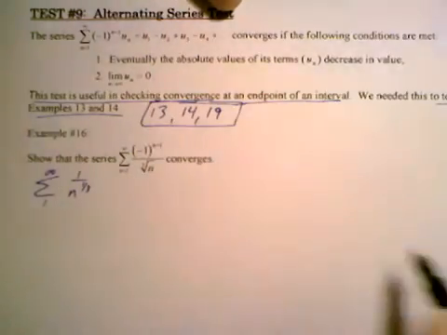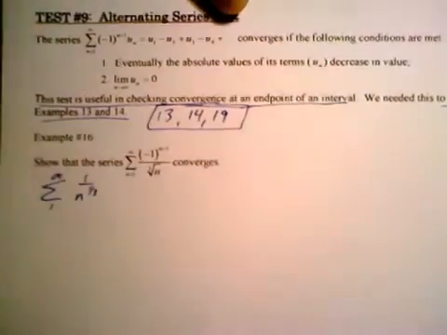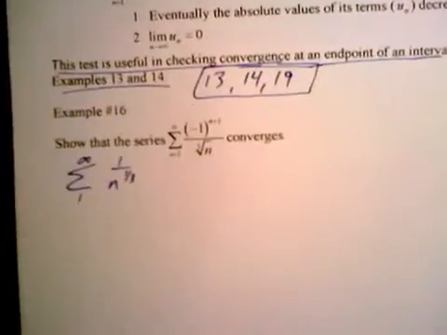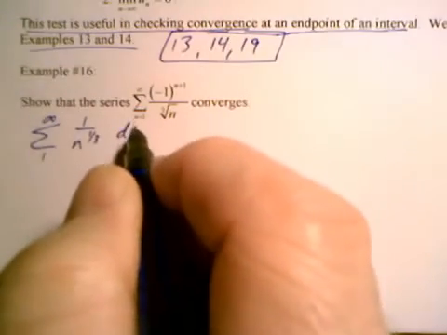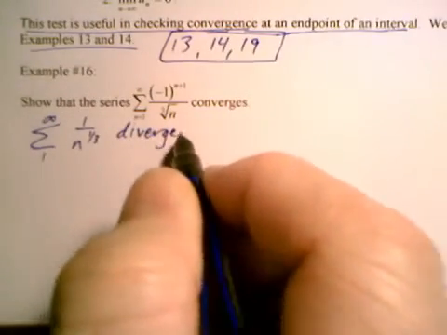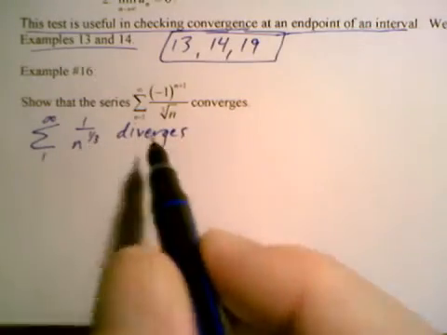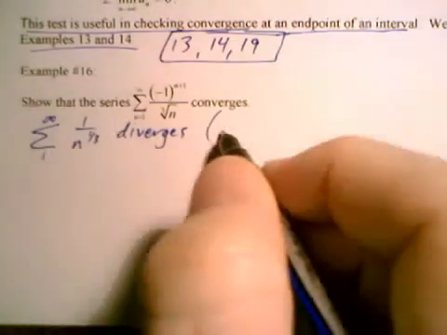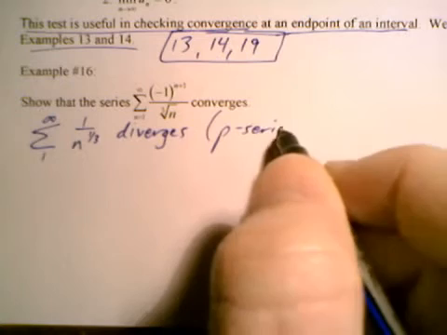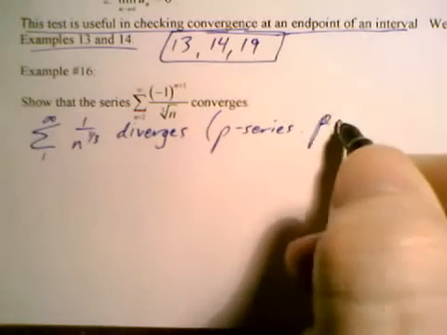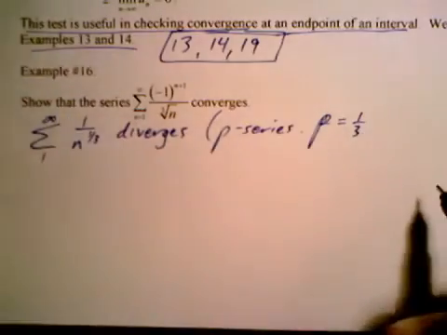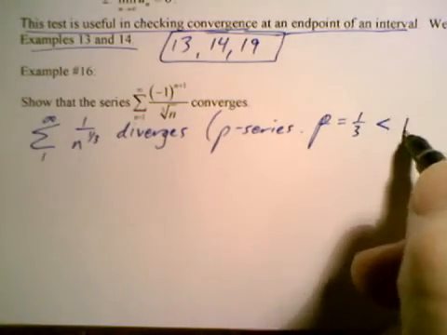Well, you should automatically be able to see that this series diverges, and you should also remember why, and you should be able to finish my sentence: this series diverges because it's a p-series, and all you have to do is say p equals 1/3, which is less than 1.